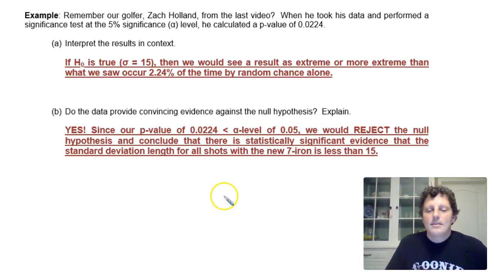So he's got evidence here. Could he have made a mistake? Sure. But based on the procedure that he has used, he's got good evidence that the new 7-iron is likely going to be more consistent.